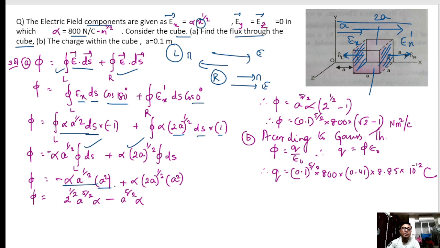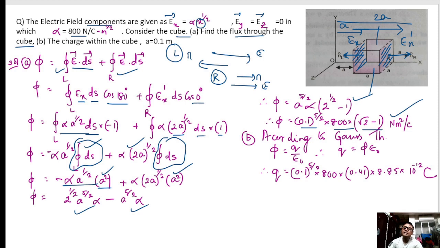So now we are taking the common. Integration of ds will be the area, which is A square. So on calculations we get this. Let us put the values as much as possible. A's value is known to us, alpha is known to us. So this is the total flux coming out.